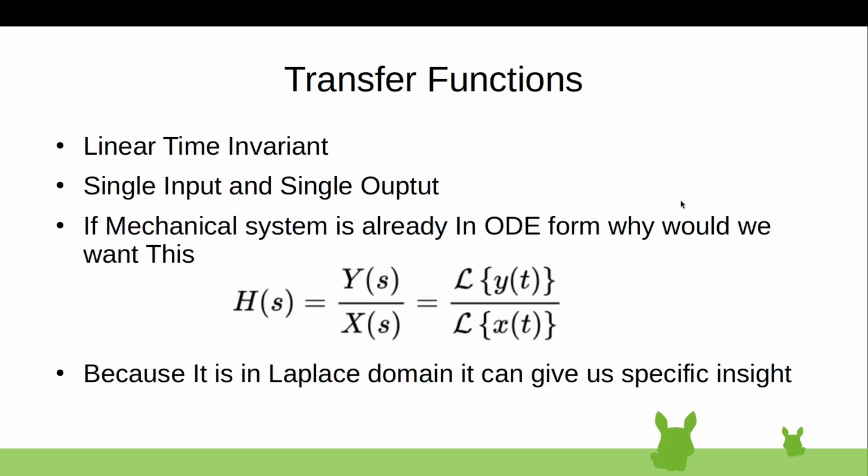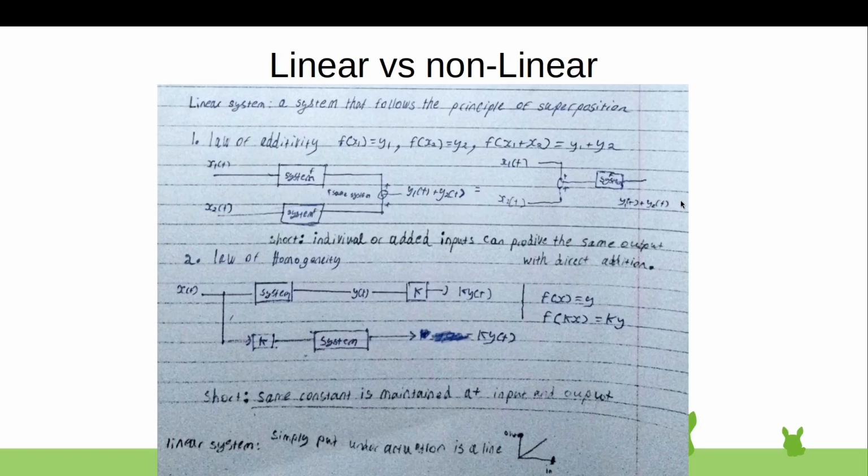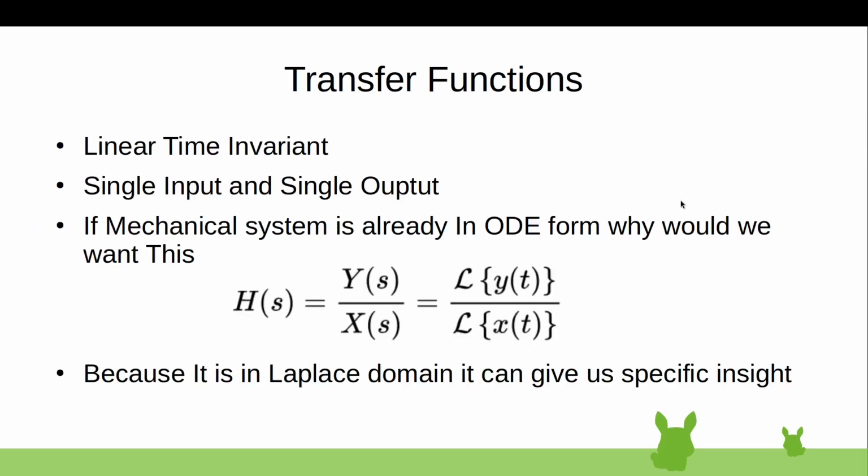Transfer functions themselves are linear time invariant. When we circle back to what I've talked about before, time invariant means its relationship is maintained without time doing any funny business. And it follows the law of additivity and homogeneity. So that's what we mean by linear and time invariant. It is a single input, single output form, so basically in and out systems.